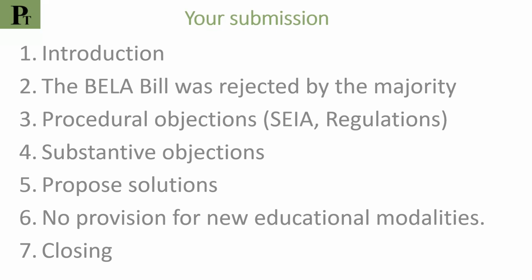Then you can mention that BELA Bill was rejected by the majority in previous public participation, in the public hearings and in the written submissions. Then you can choose the procedural objections that you feel strong about. So it's the procedural objections about the CI that I explained. It's also the procedural objections about regulations. I think I skipped that point in that slide.